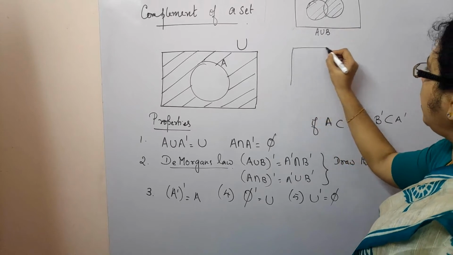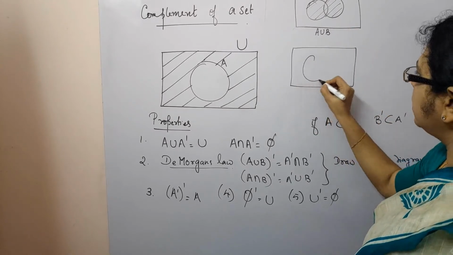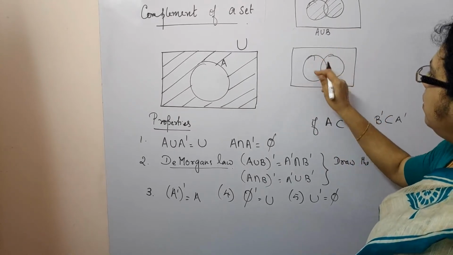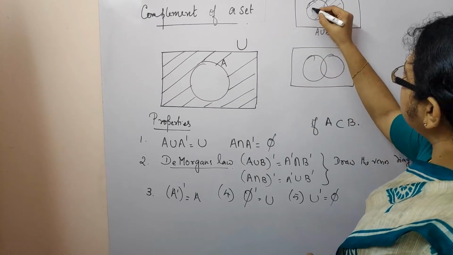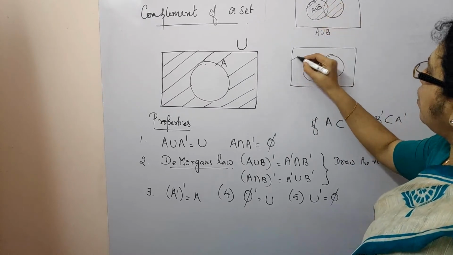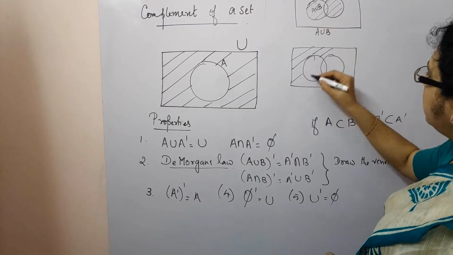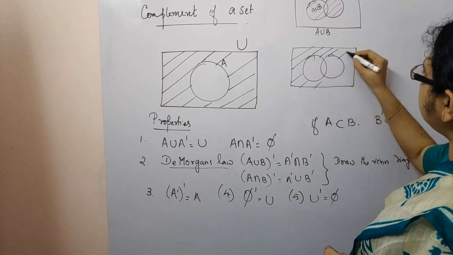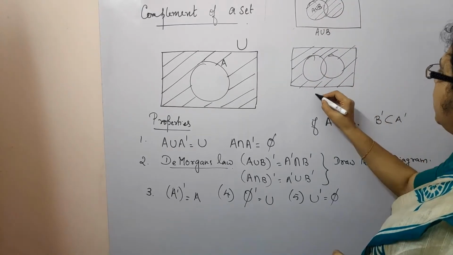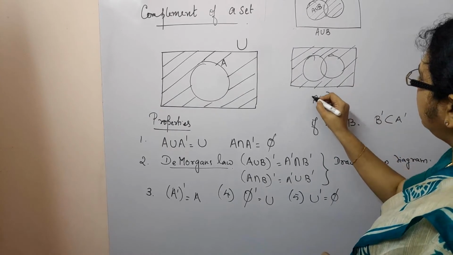Now, A union B the complement. This is A union B, and then I shall write here, this is A union B. Its complement is what? Outside this. Right? This is A union B the whole complement.